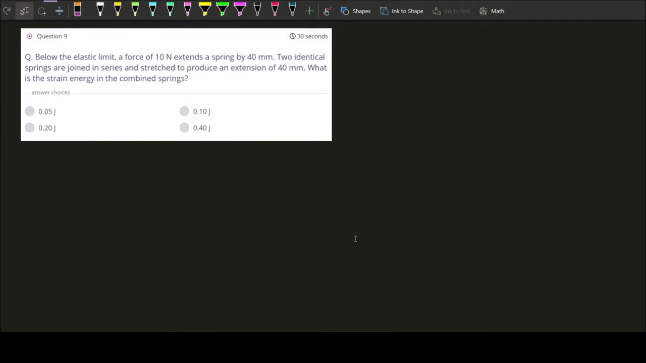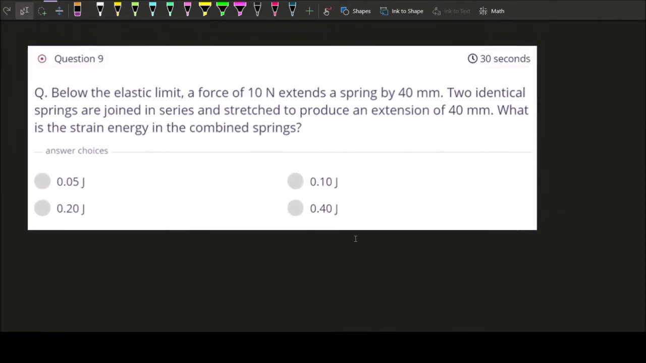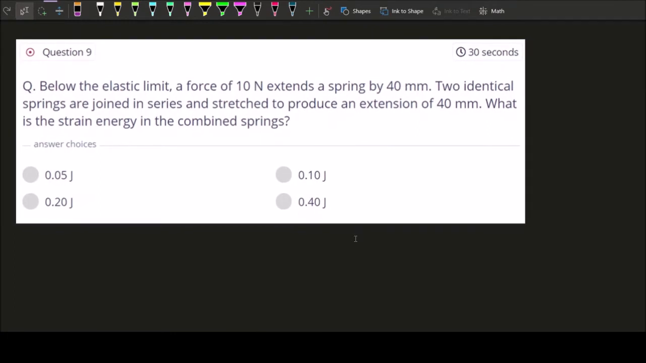Question 9. Below the elastic limit, a force of 10 Newton extends a spring by 40 millimeter. Okay, so you have your force, which is 10 Newton, and extend a spring by 40 mm. So that will be F equals to 10 Newton. Then this extension will be E equals to 40 times 10 to the power of negative 3 meter.